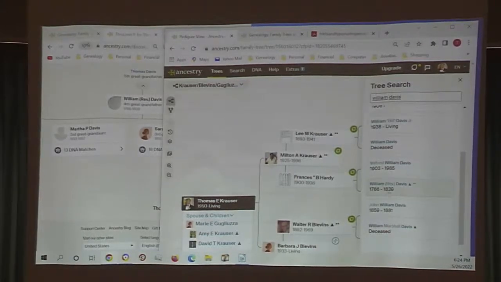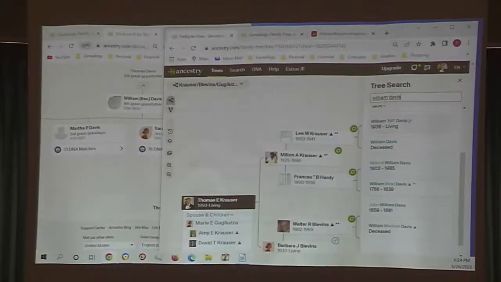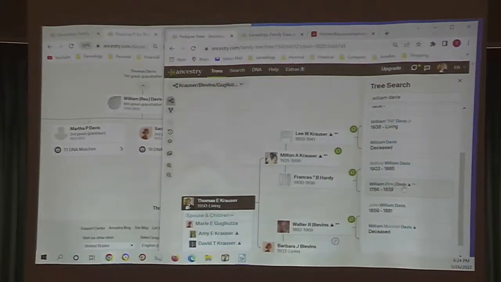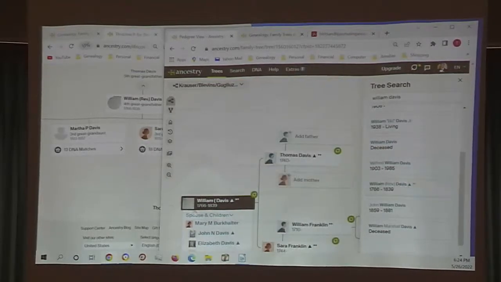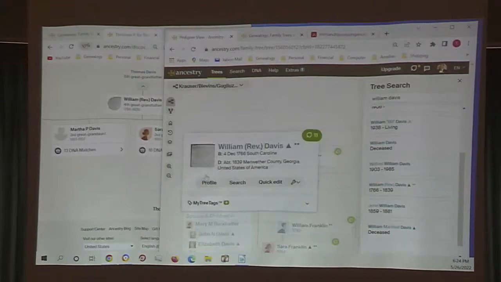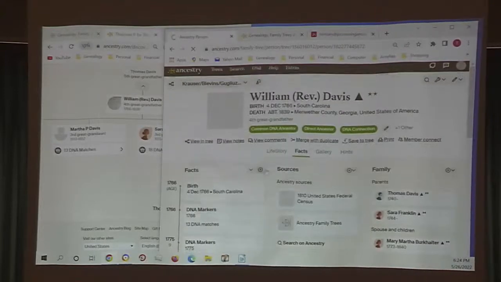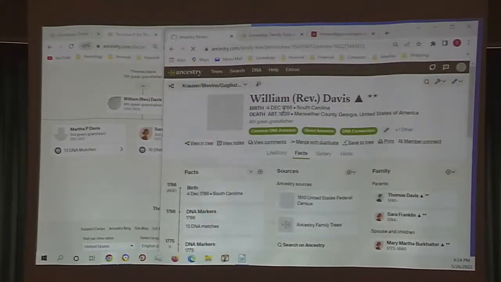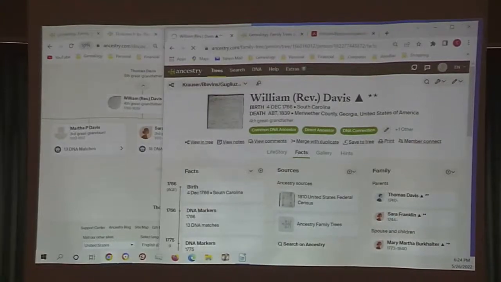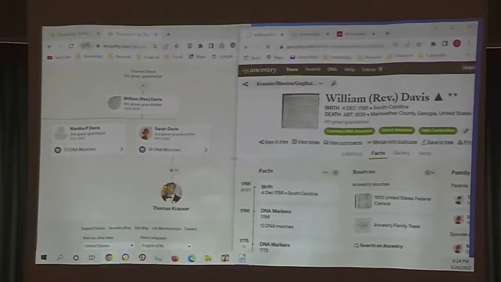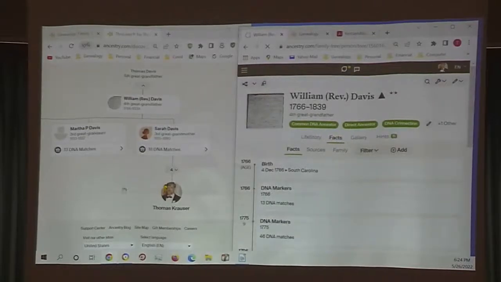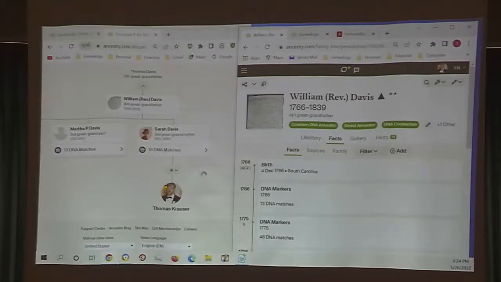So one of the tricks that I use, and I'll show you here. So that's the right William Davis. I'm going to click on him, and that should take me in my tree to him, and then I'm going to click on it and look at the profile. Okay, all right. Now, here's William Davis right here. And now I can see by using a split screen that, and I've got to get this over to that side. It's a little tough sometimes here.